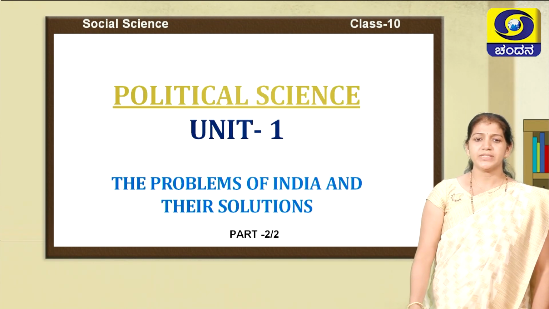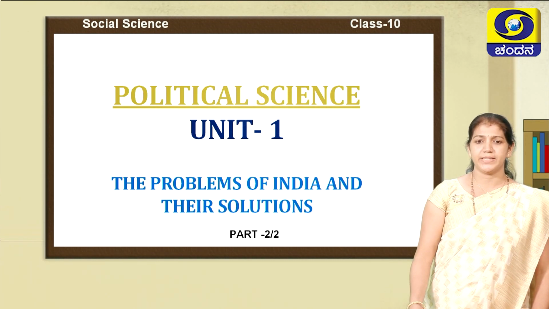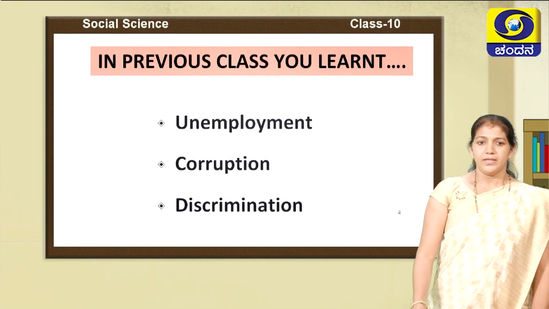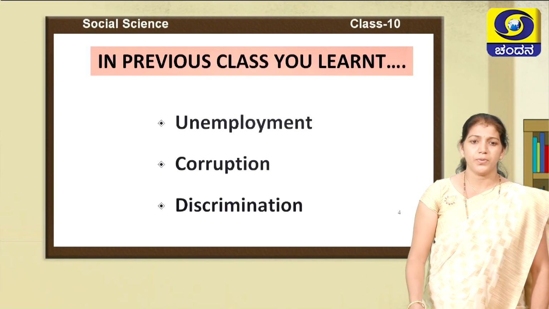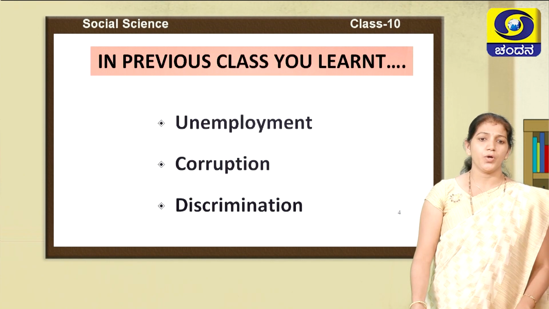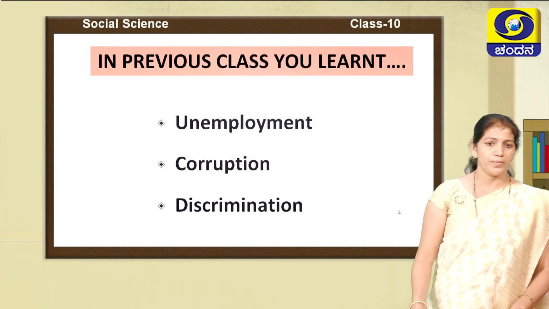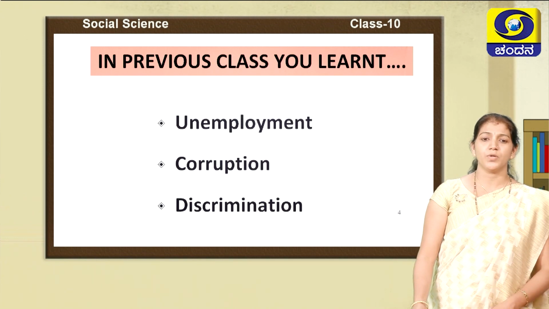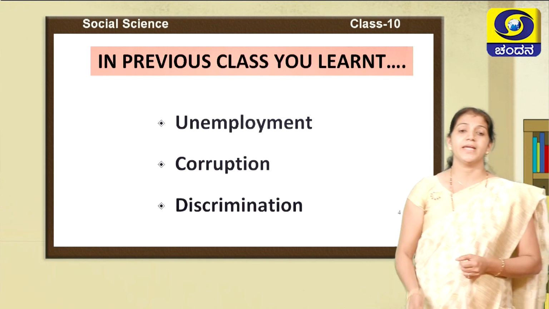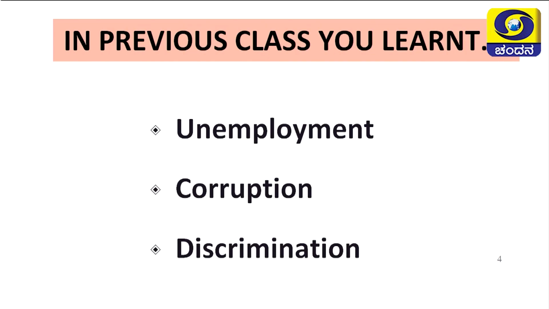Today I am going to discuss the problems of India and their solutions, part 2. This is the first unit of political science. In the previous class, you learnt about the major topic of this lesson, that is unemployment: what is the meaning of unemployment, what are the problems of unemployment, and what measures are taken by the government to provide employment opportunities to the people.